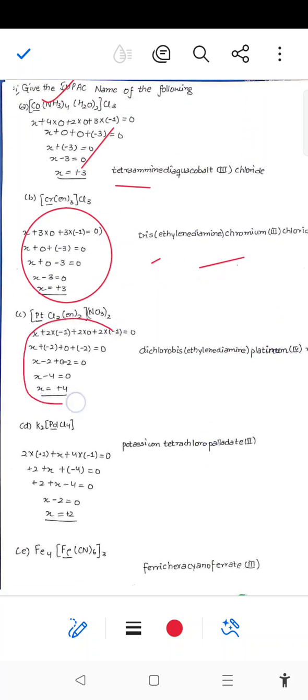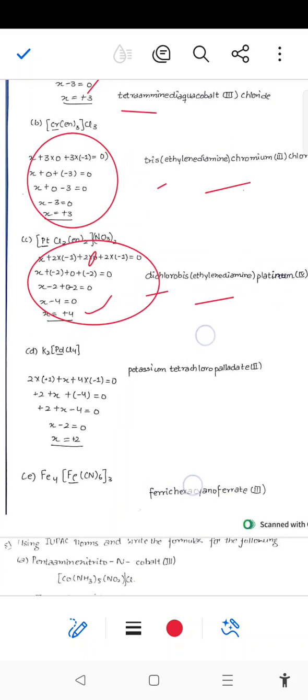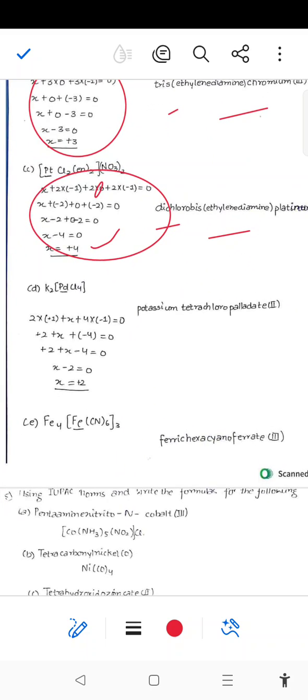Again we will calculate X first. Ethylenediamine is also a zero field ligand. Okay, so the X value comes to 4. So dichlorobis(ethylenediamine) platinum(IV) nitrite. Okay. So next, that is K2 palladium Cl4.